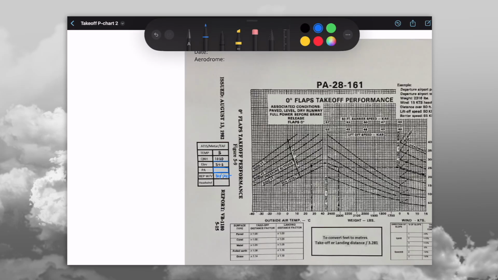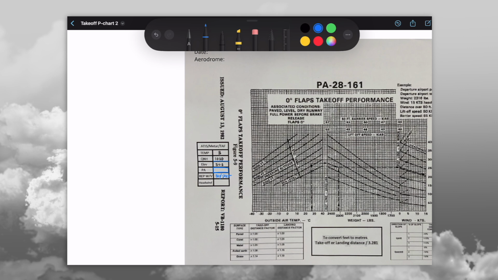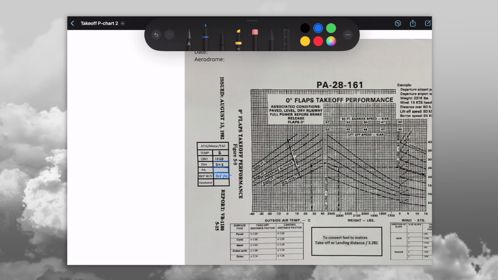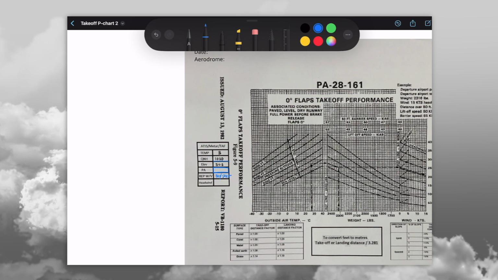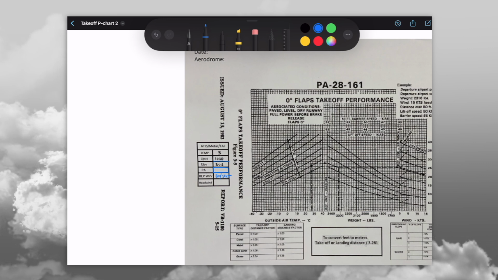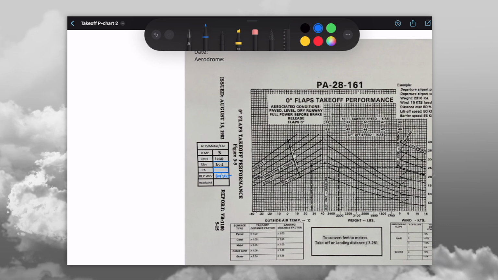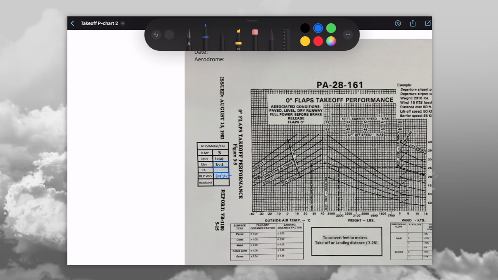Together, let's complete a takeoff performance chart for the Piper Warrior 2, or the PA28-161 aircraft. Firstly, in New Zealand, every runway and light aircraft is assigned a group number rating between 1 and 8, based on the distance available for the runway and the takeoff and landing performance for the aircraft.